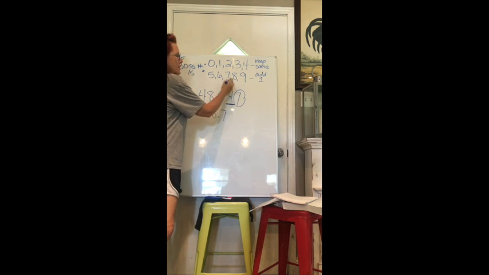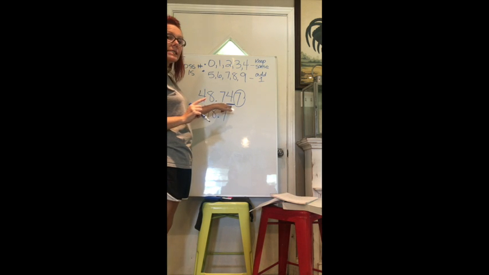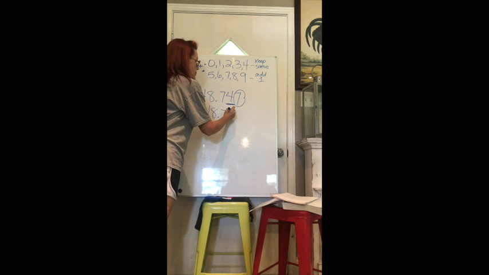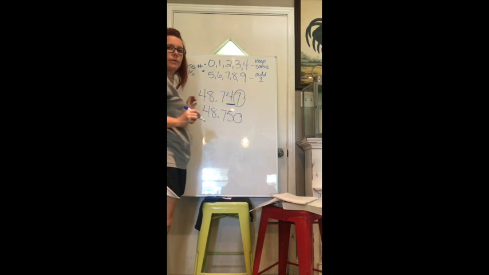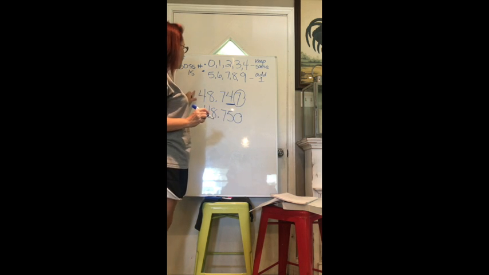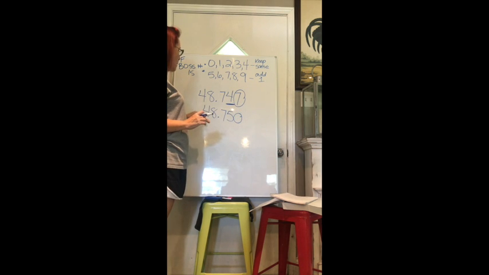Now, my boss number is a 7. I know I add 1. I'm adding the 1 to the place that I'm rounding to. So that becomes a 5. Everything behind it becomes 0. Okay? So 48 and 747 thousandths becomes 48 and 750 thousandths.